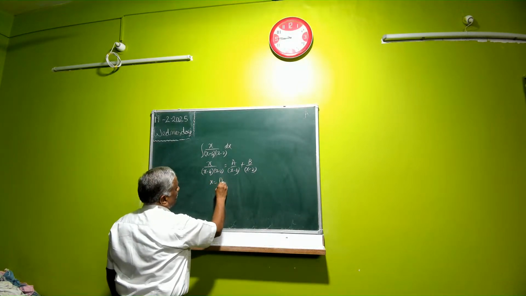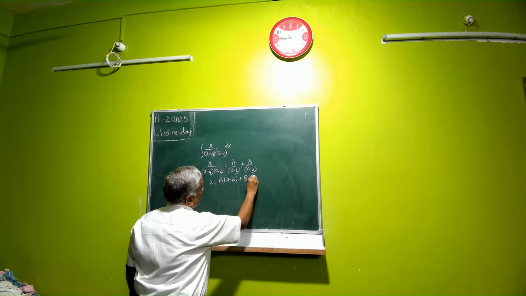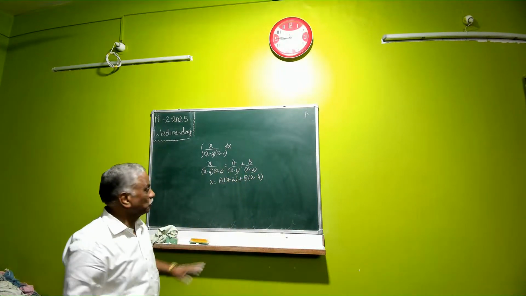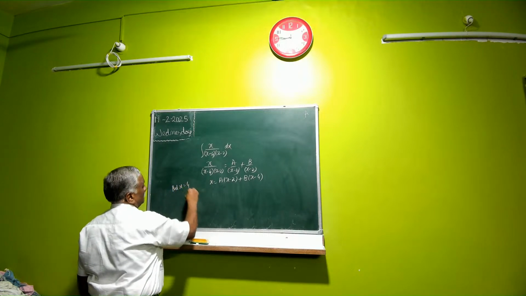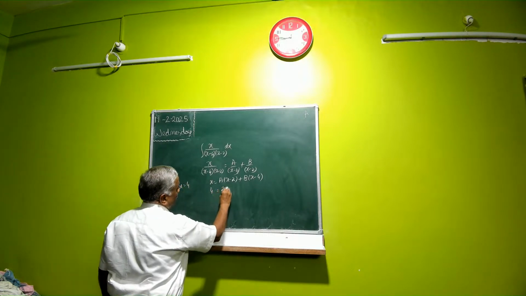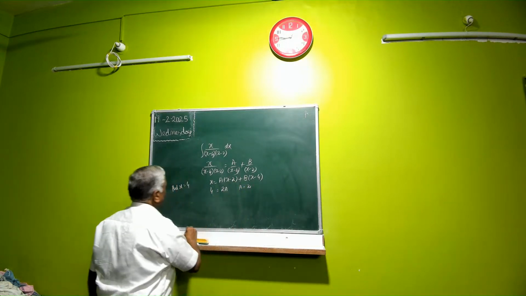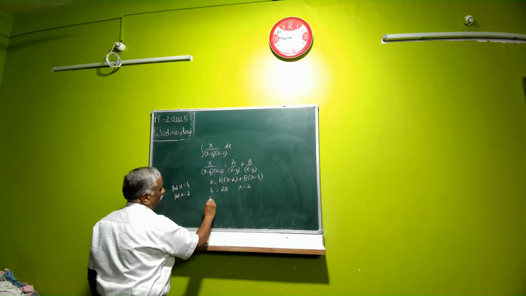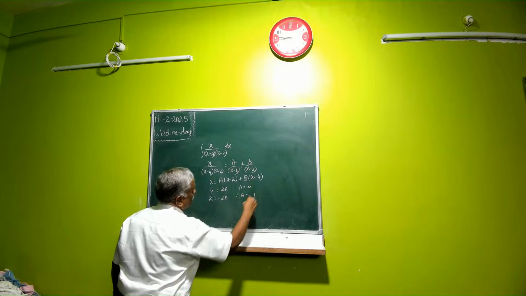Multiply by LCM. x minus 2. I have explained this in detail in one of the videos. Partial fraction, go through that. Put x is equal to 4. 4 is equal to 2a. A is equal to 2. Put x is equal to 2. 2 is equal to minus 2b. Therefore, b is equal to minus 1.